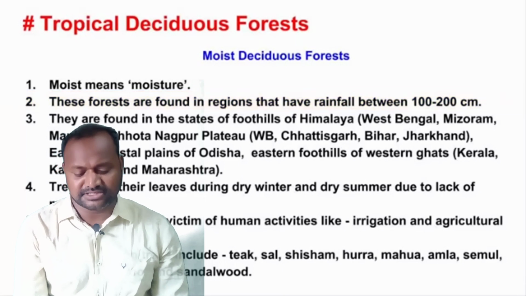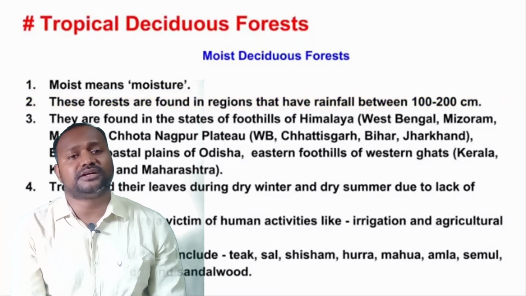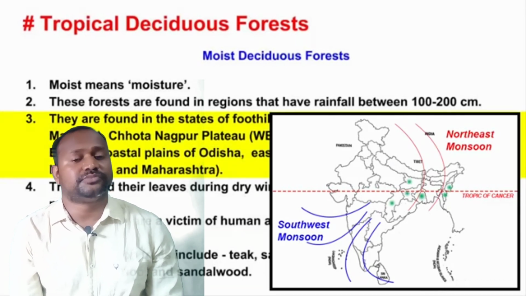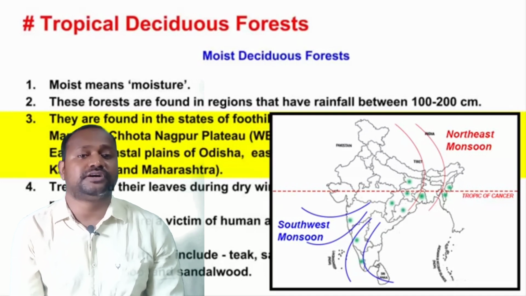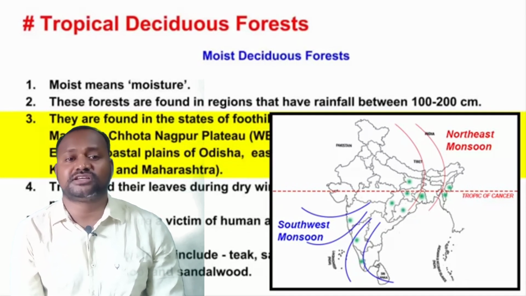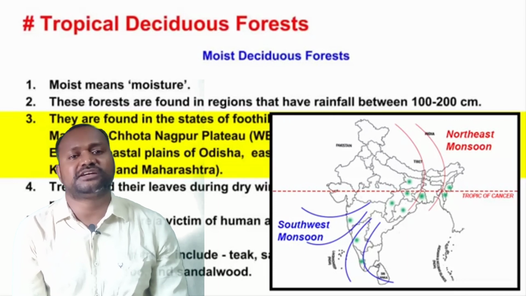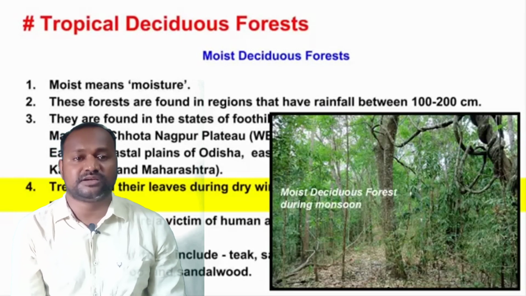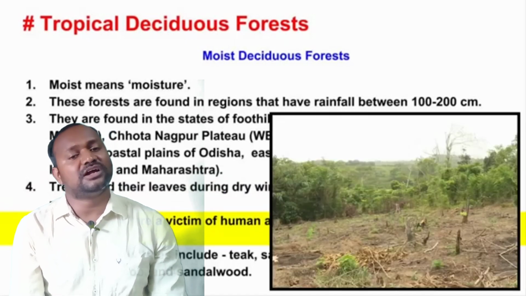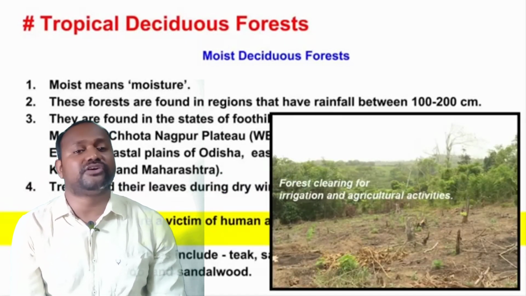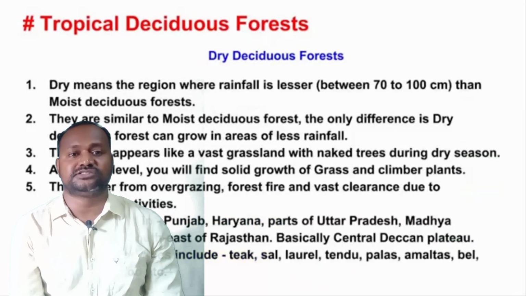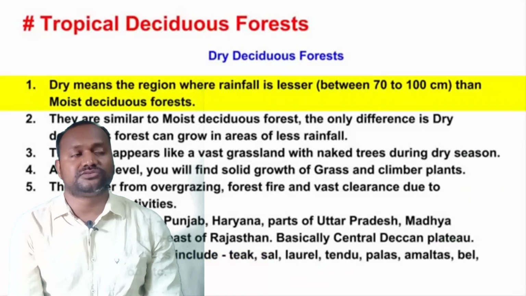Let's discuss tropical dry deciduous. The difference between tropical deciduous and dry deciduous is that in tropical deciduous the forest is quite dense, but in tropical dry deciduous the forests are sparsely located. Mostly these are found in regions receiving 75 cm to 100 cm of rainfall. As it receives comparatively less rainfall, it is called dry deciduous. These forests are found mostly near grasslands or near desertic, dry and arid regions.